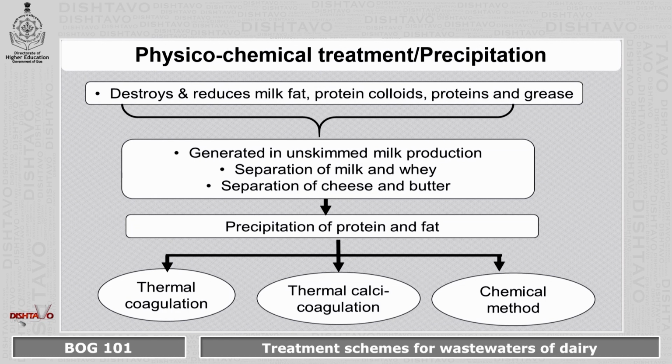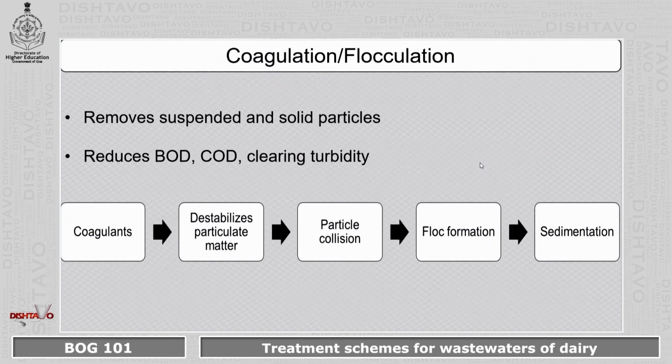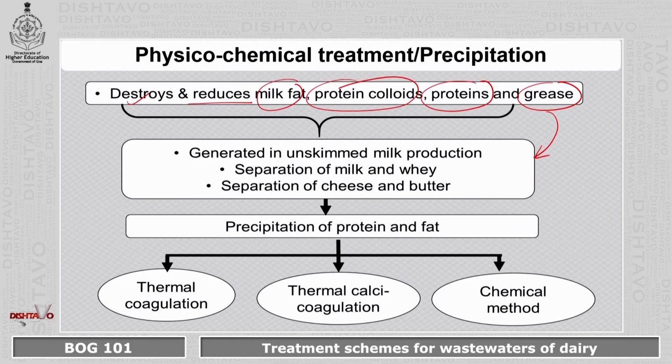Coming to the physicochemical treatment, which is also referred to as precipitation, their major role is to destroy and reduce the milk fat, protein colloids, proteins, and grease which are obtained as a result of unskimmed milk production, separation of milk and whey. Whey is a liquid which is obtained after separating the curd. Then after separation of the cheese and butter. So the precipitation of the protein and fat is carried out by utilizing the following three methods. The first one is thermal coagulation, then chemical method.